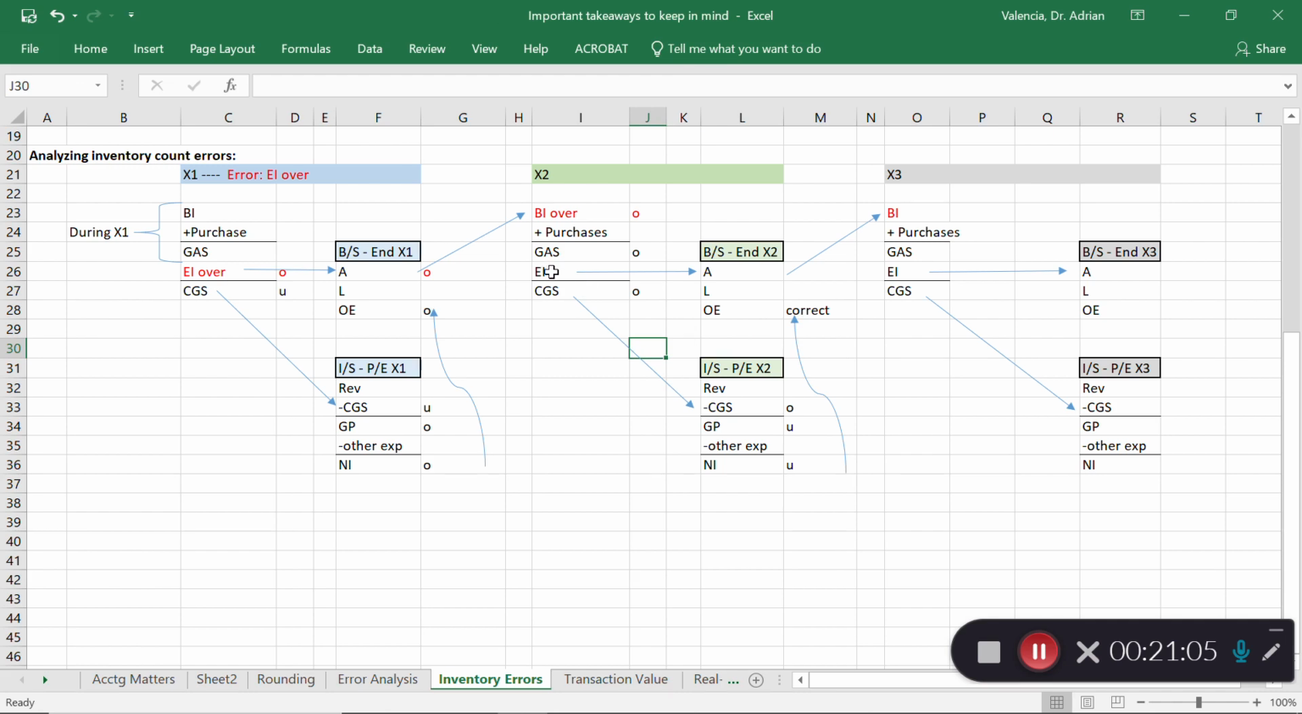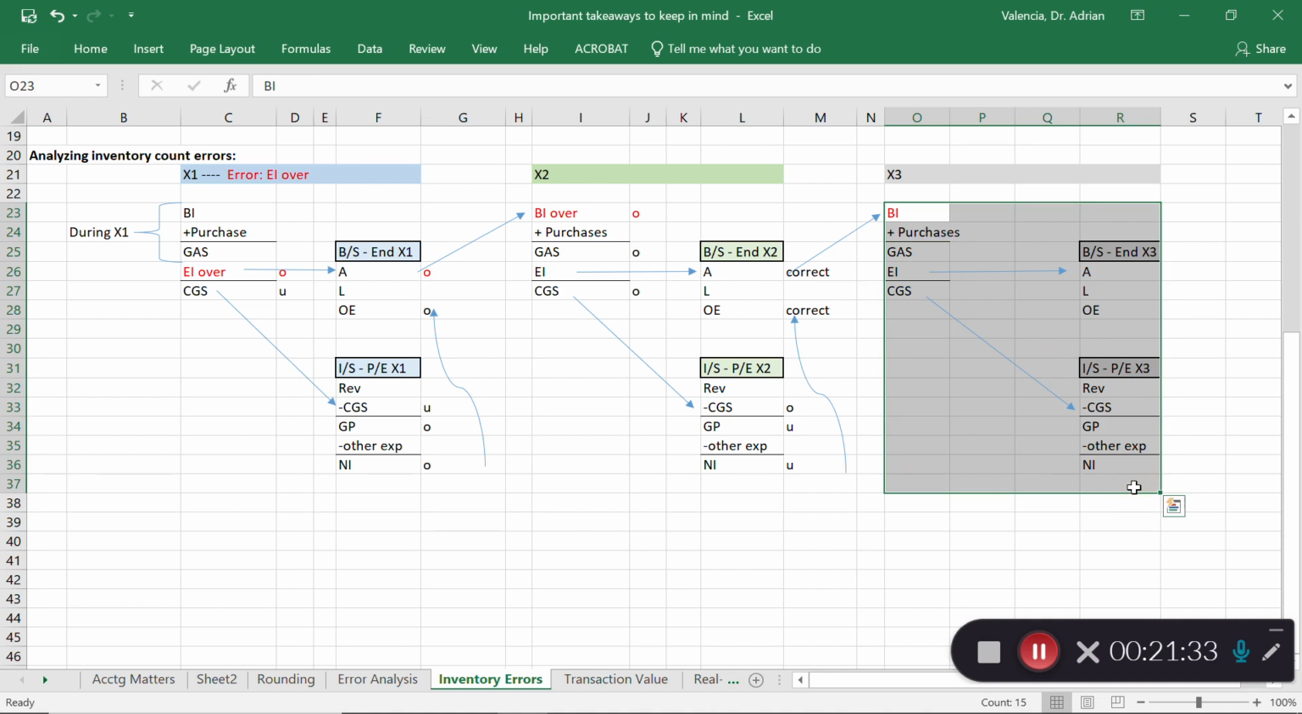Similarly, this ending inventory, when you do this count, this is correct now, right? So on the balance sheet at the end of X2, you're going to see things that are correct simply because the error from X1 has reversed. And then when you go into X3, everything's correct. Nothing's wrong because look, you're starting out with a beginning inventory that's correct. So from there on, everything on X3 is correct.